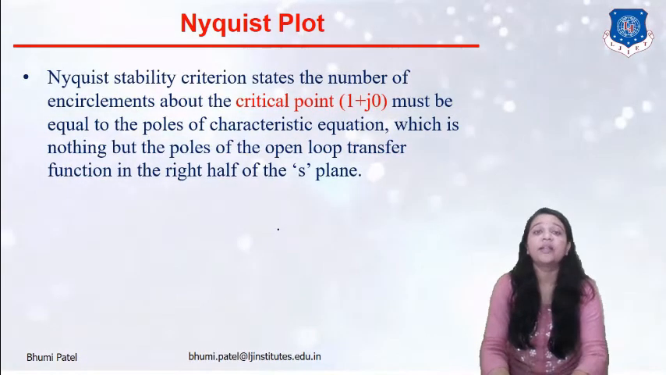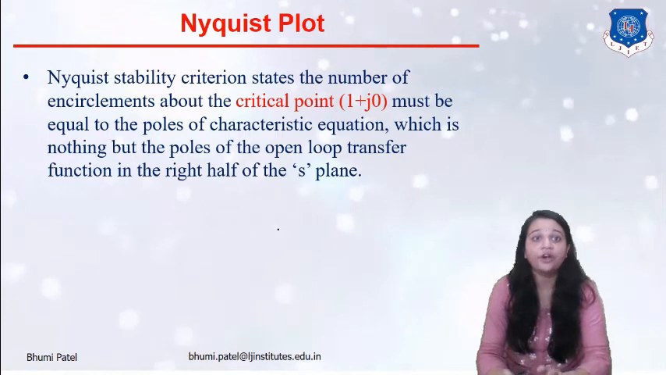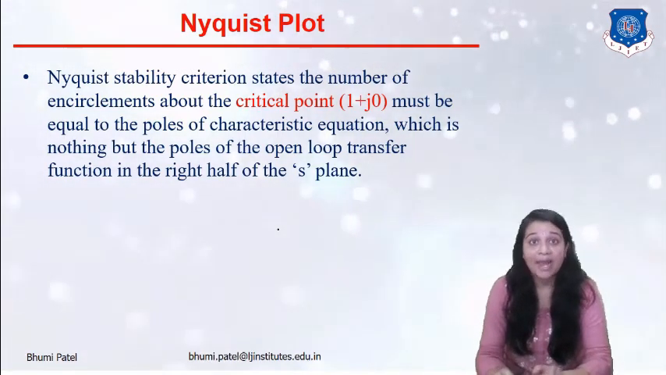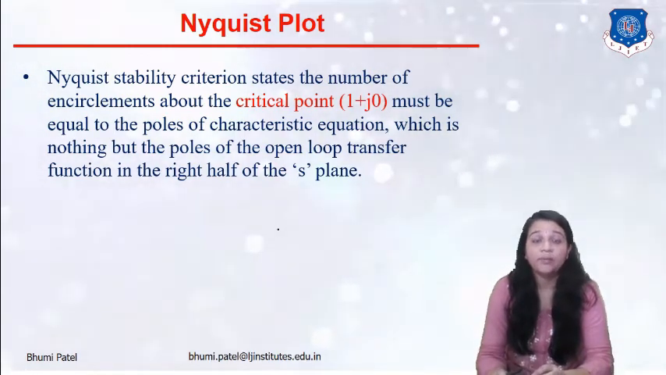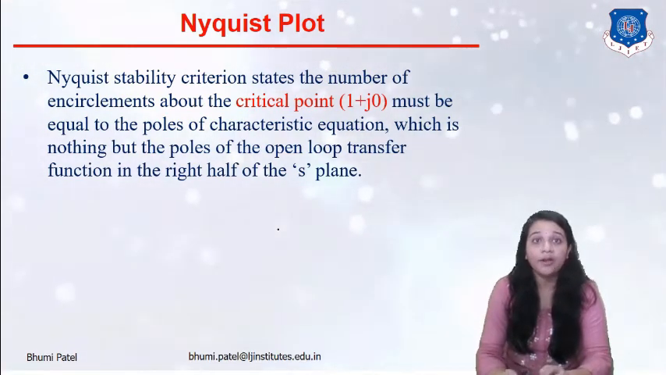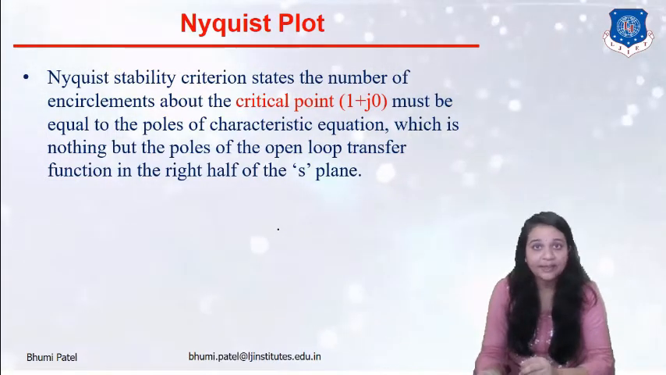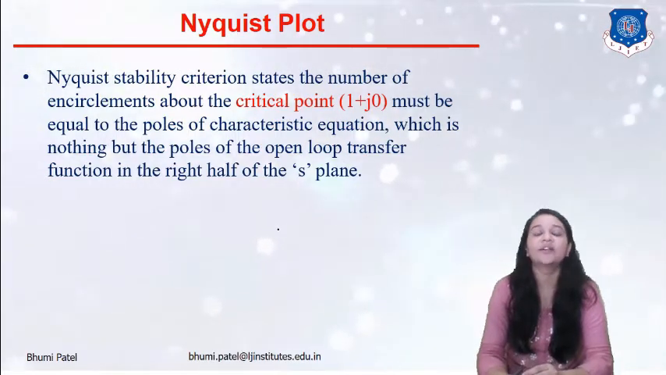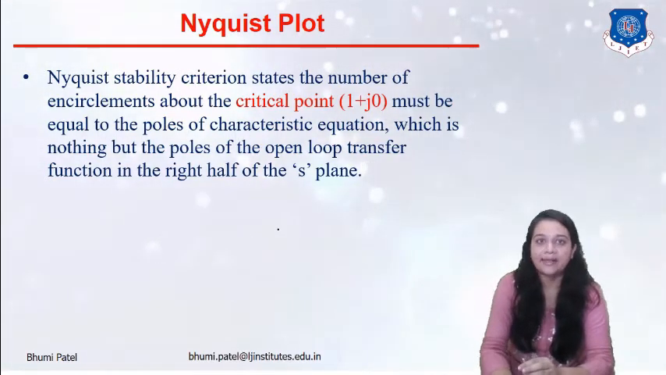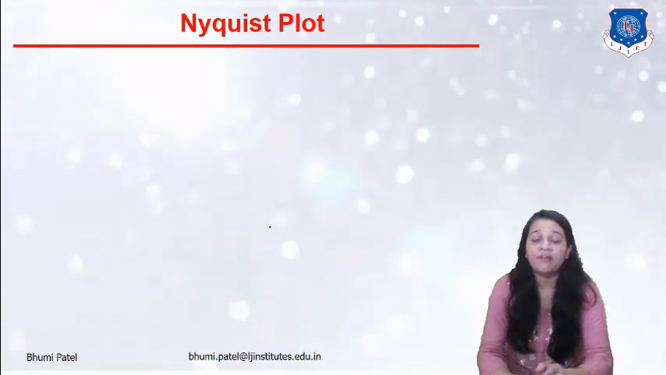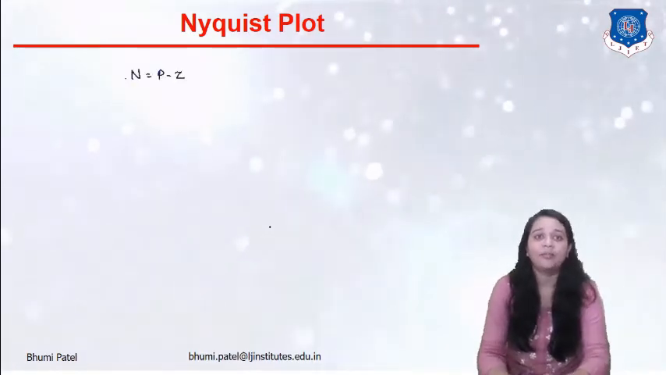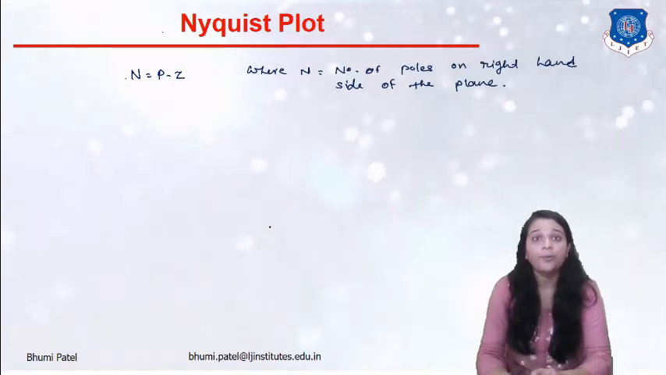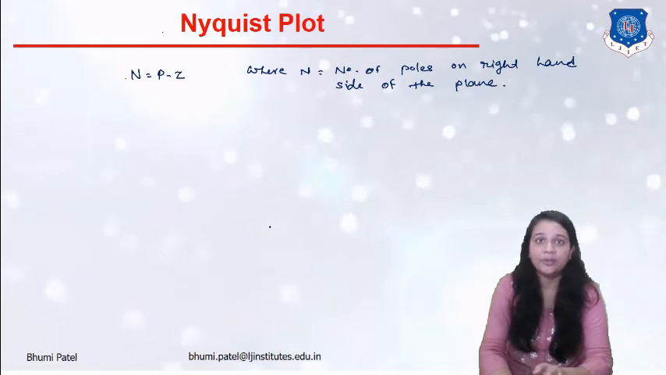So the Nyquist stability criterion states that the number of encirclements about the critical point, which is the point minus 1 plus j0, must be equal to the poles of the characteristic equation, which is nothing but the poles of the open loop transfer function in the right half of the s-plane. So this is our equation for the number of encirclements, N is equal to P minus 0, where P is the number of poles on the right half side of the s-plane.